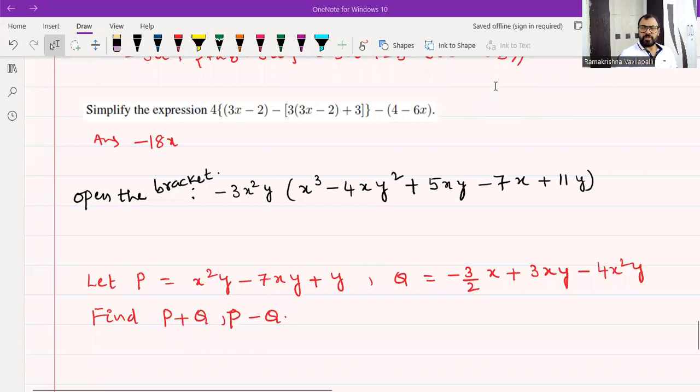So I have given a few examples here. You can simplify them. Now, the first example is to simplify the expression. The answer is minus 18x. Please practice it. Here, open the bracket, which means open the bracket and write the terms individually. P is a polynomial. Q is a polynomial. Find P plus Q and P minus Q. Just add the two polynomials directly and subtract one polynomial from the other polynomial.